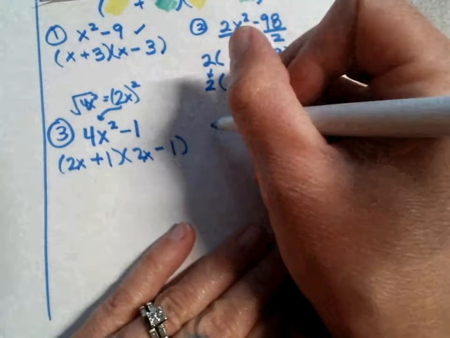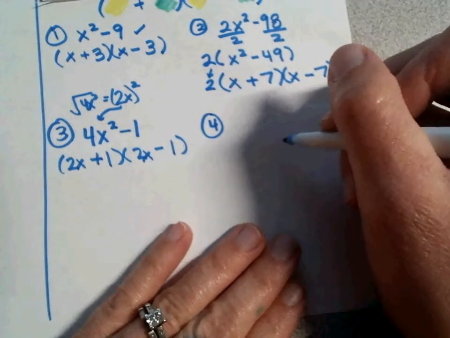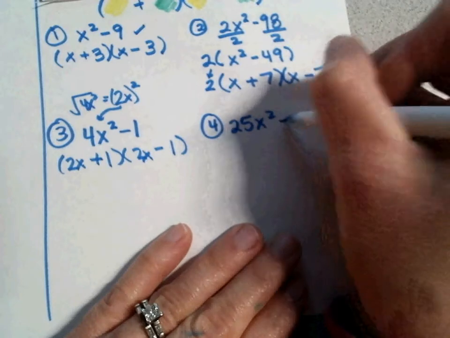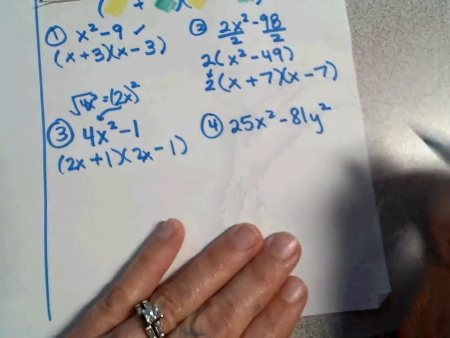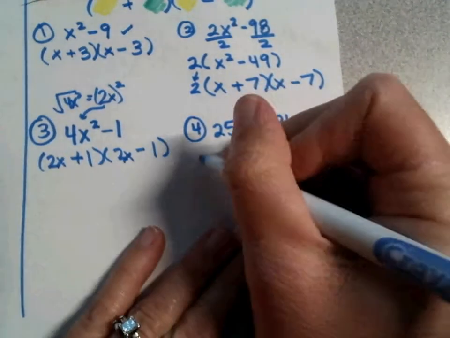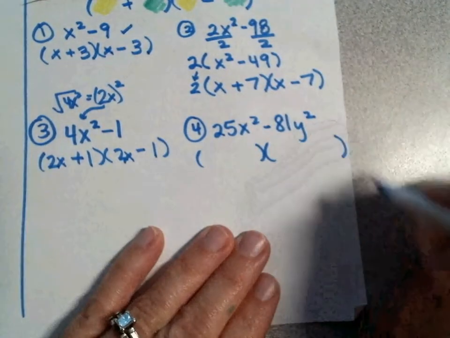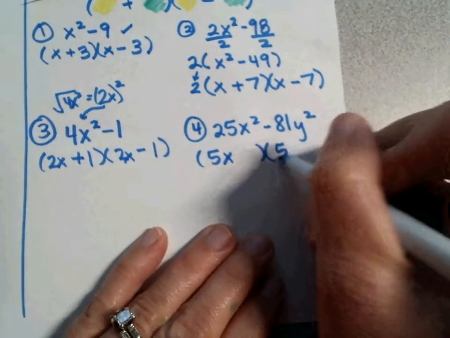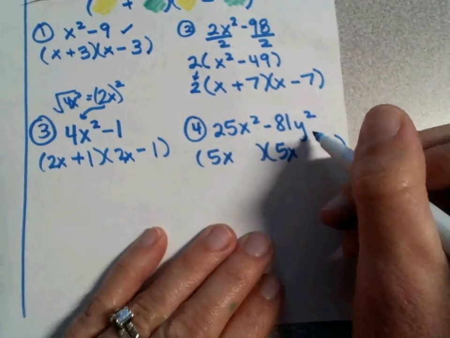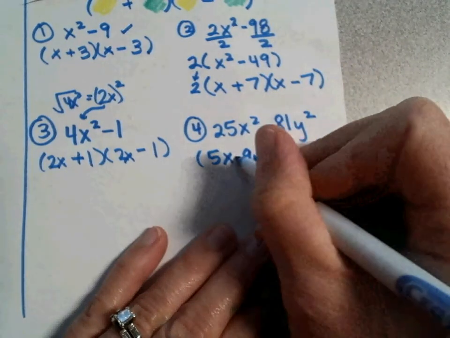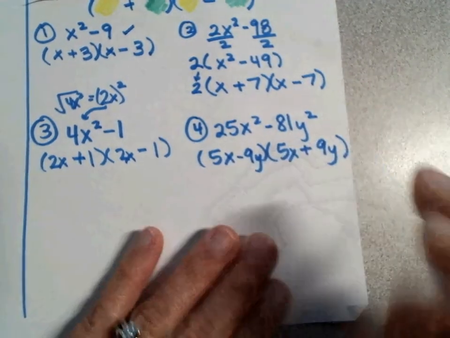Okay, let's try a few more. Number 4. What if I have 25x squared minus 81y squared? Okay, I can do square roots of each of those, and there is no greatest common factor. So, square root of 25x squared is 5x. Square root of 81y squared is 9y and 9y. Make one minus and make one plus.